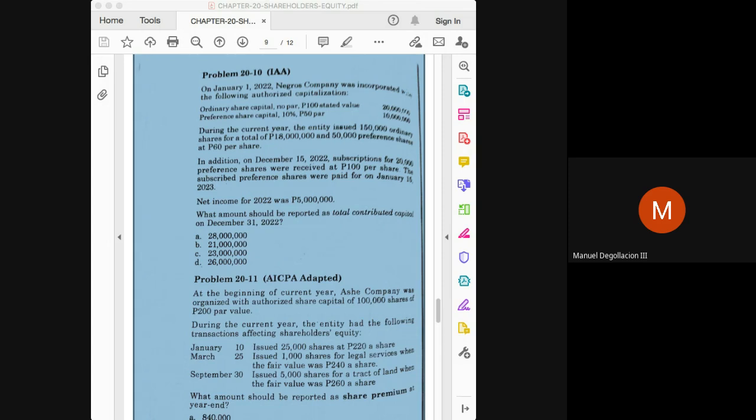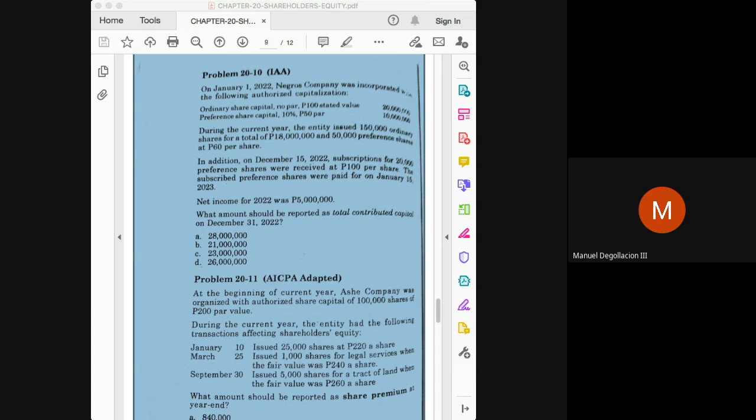In addition, on December 15, 2022, subscriptions for 20,000 preference shares were received at 100 pesos per share. The subscribed preference shares were paid for on January 15, 2023. Okay, so we will be including your subscriptions since they are going to be collected within 12 months. So they can be part of our capital already. So the value of your subscriptions here would be 20,000 times 100. You would get 2 million.